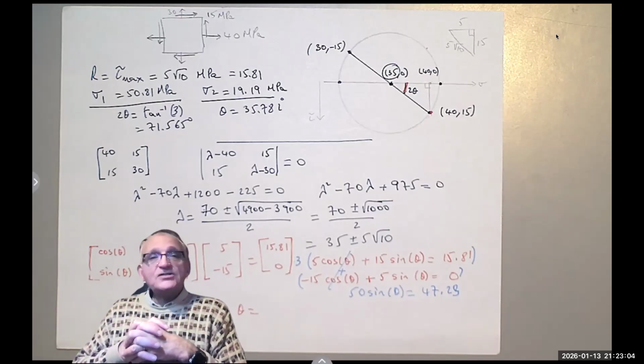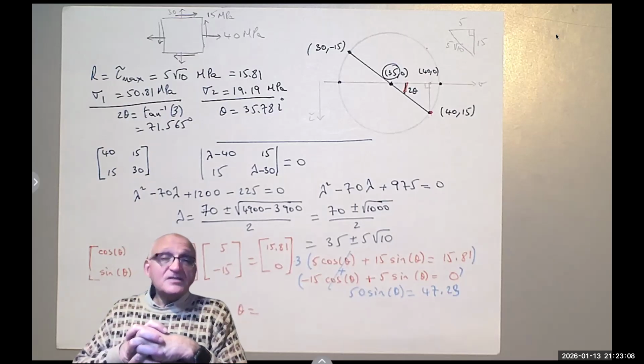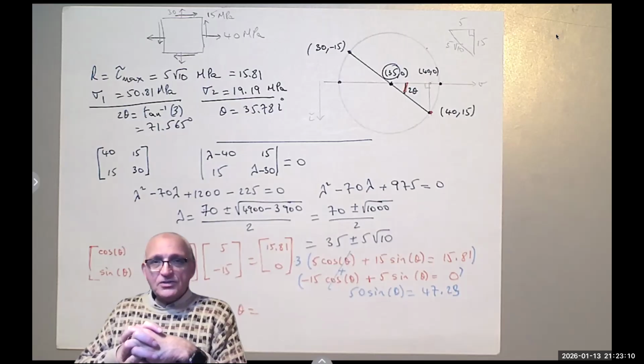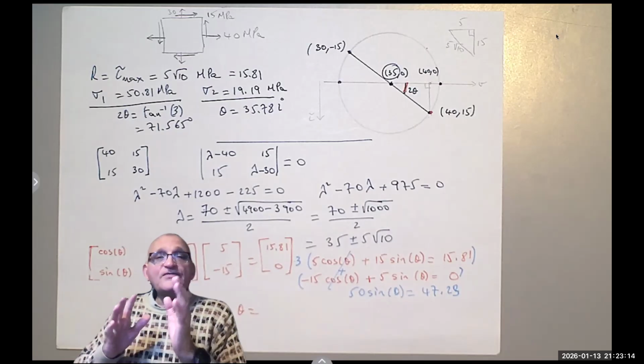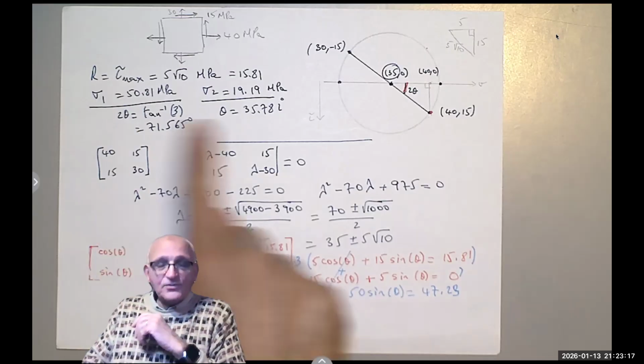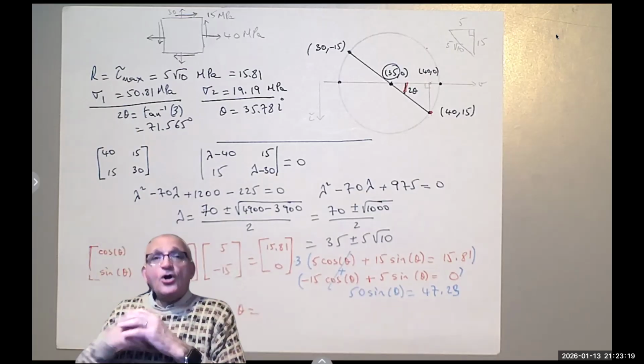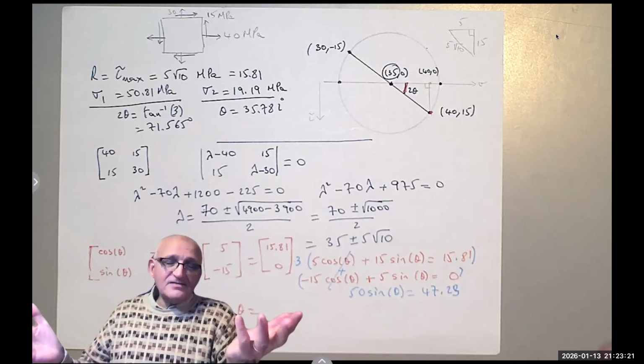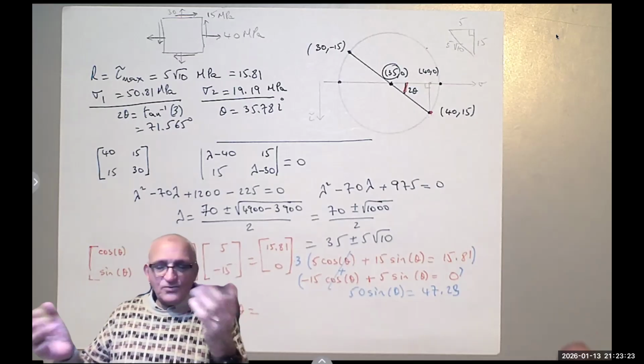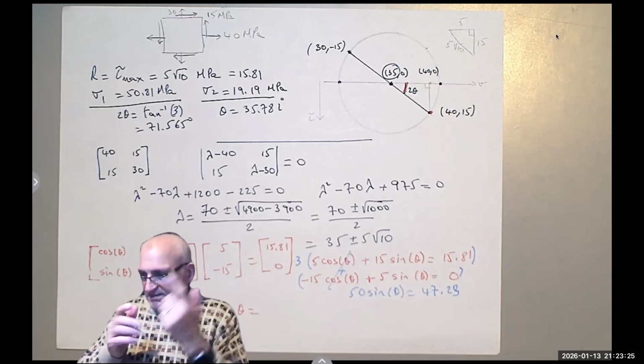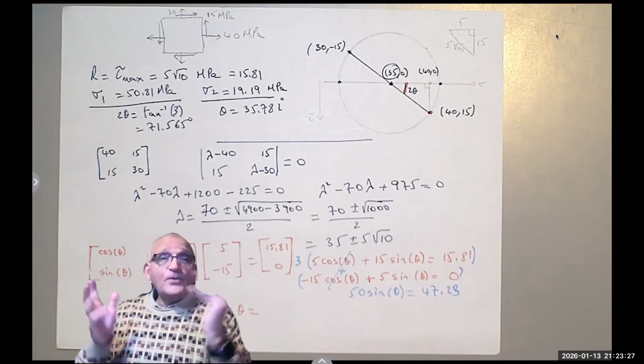Well, it turns out that when you calculate your principal stresses sigma 1 and sigma 2, you get one of three cases. Either both of them are positive, like our example, or one is positive and the other is negative, like I think the example we did in the first session, or both of them are negative.